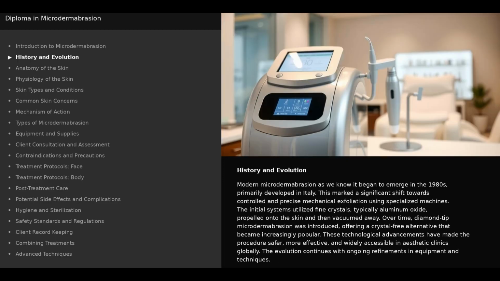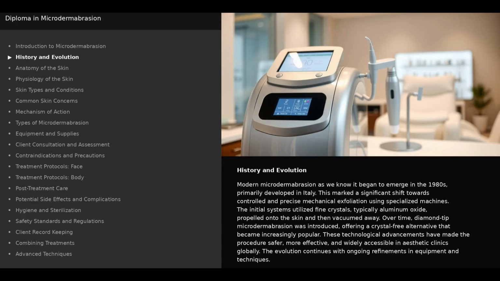Modern microdermabrasion, as we know it, began to emerge in the 1980s, primarily developed in Italy. This marked a significant shift towards controlled and precise mechanical exfoliation using specialized machines. The initial systems utilized fine crystals, typically aluminium oxide, propelled onto the skin and then vacuumed away.